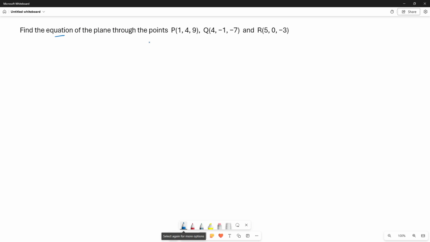Find the equation of the plane through the points P, Q, and R with coordinates shown. So we have 3 points, and 3 non-collinear points in space will determine a unique plane. The equation of the plane in space will be a first degree equation, ax plus by plus cz equals d.